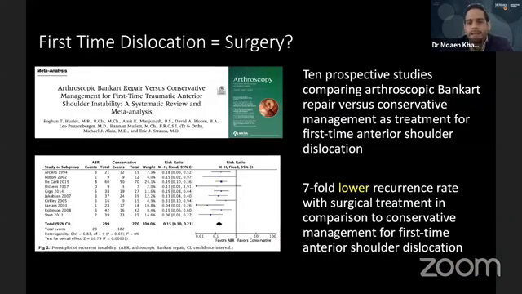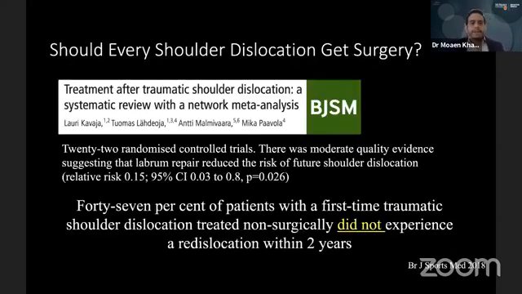The question that has arisen is, should a first-time dislocation automatically go for surgery? There's a good paper that has come out of NYU by Dr. Strauss that looked at 10 prospective studies comparing arthroscopic Bankart repair versus conservative management for the treatment of the first-time shoulder dislocation. They found a 7 times lower risk of failure with surgical treatment in comparison to conservative treatment for the first-time anterior shoulder dislocation. You can see the forest plot there at the bottom left. So does that mean that every time someone dislocates their shoulder for the first time, they should immediately go for surgery?